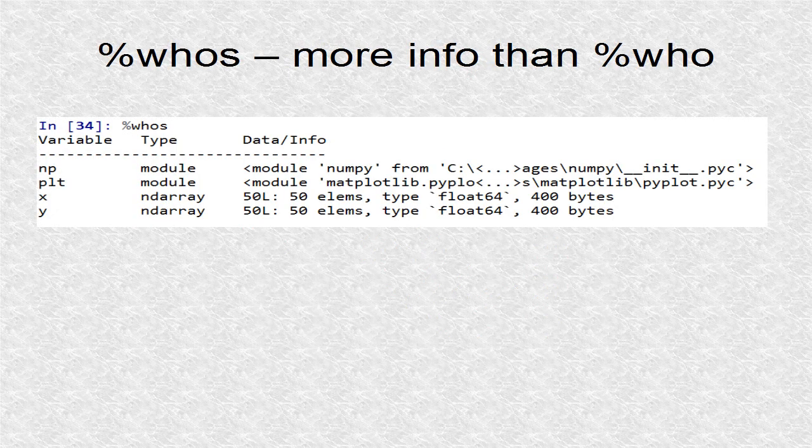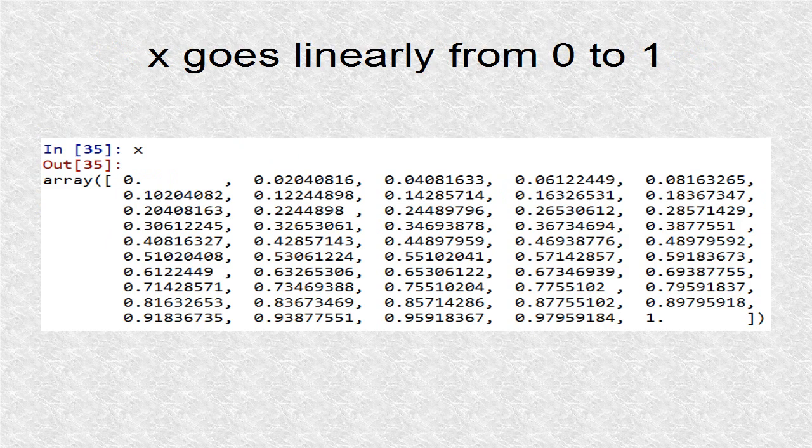%whos shows more information than %who. We can also check variables. For example, the variable x shows a line which goes from 0 to 1.